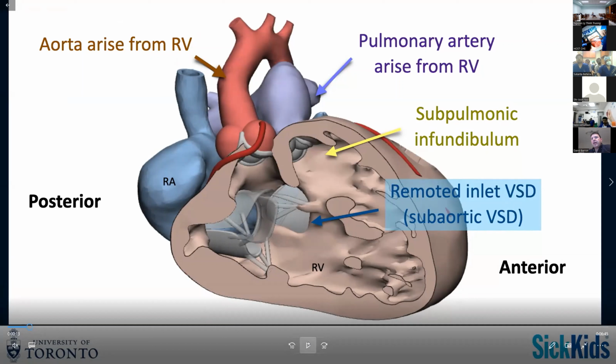Although you can imagine the pathway through to the aorta, it has that definition where the distance between the aorta and the VSD is greater than the diameter of the aorta. So it's definitely remote, but you can still imagine a pathway to connect that VSD through to the aorta.